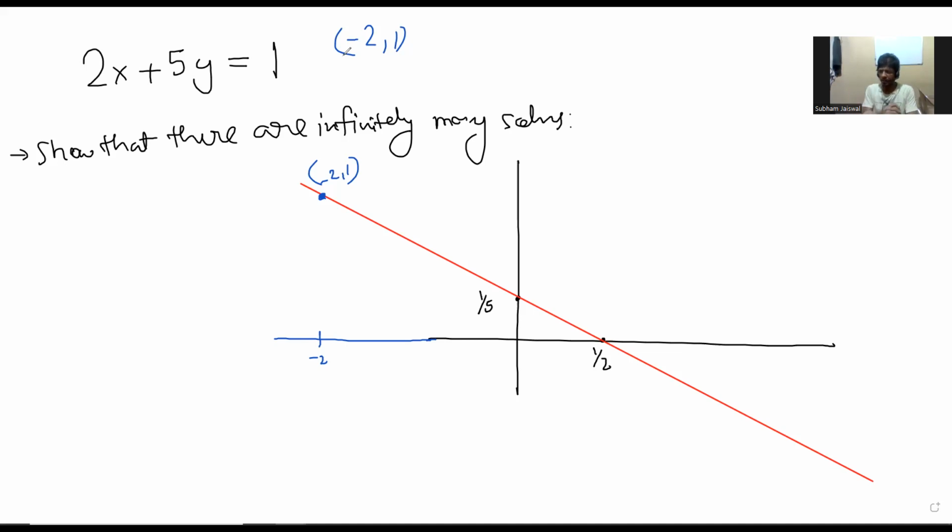Let's try to move to the right. So when this minus 2 becomes minus 1, which means that x increases by 1, right? The value of x increases by 1, then what happens to the value of y? Yes, that's correct. So y decreases, right? By how much does it decrease?